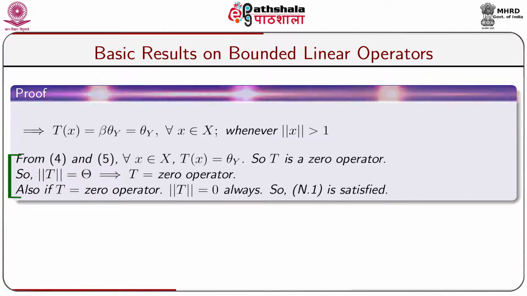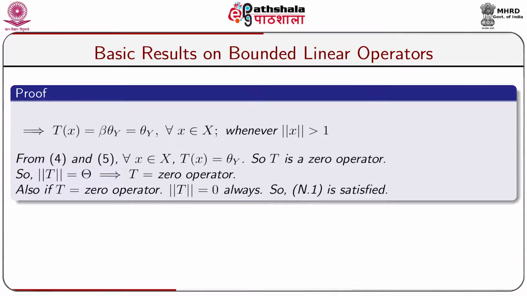From the earlier results, for all x belonging to capital X, we get Tx equal to theta Y. So, T is a zero operator. So, norm of T equal to 0 implies that T is a zero operator. Also, if T is the zero operator, then norm of T is equal to 0 always. So, the first condition of the norm, that is norm axiom 1, is satisfied.